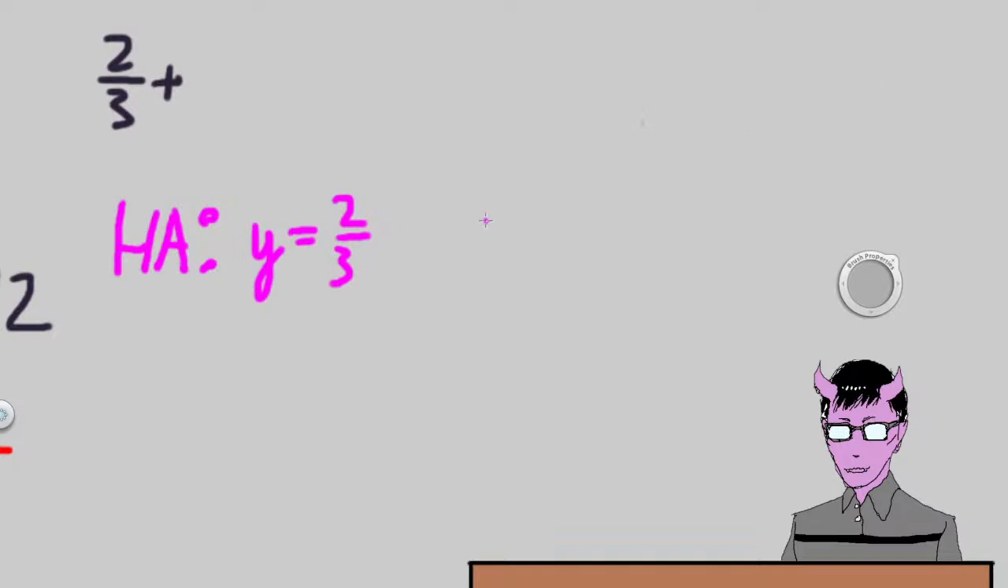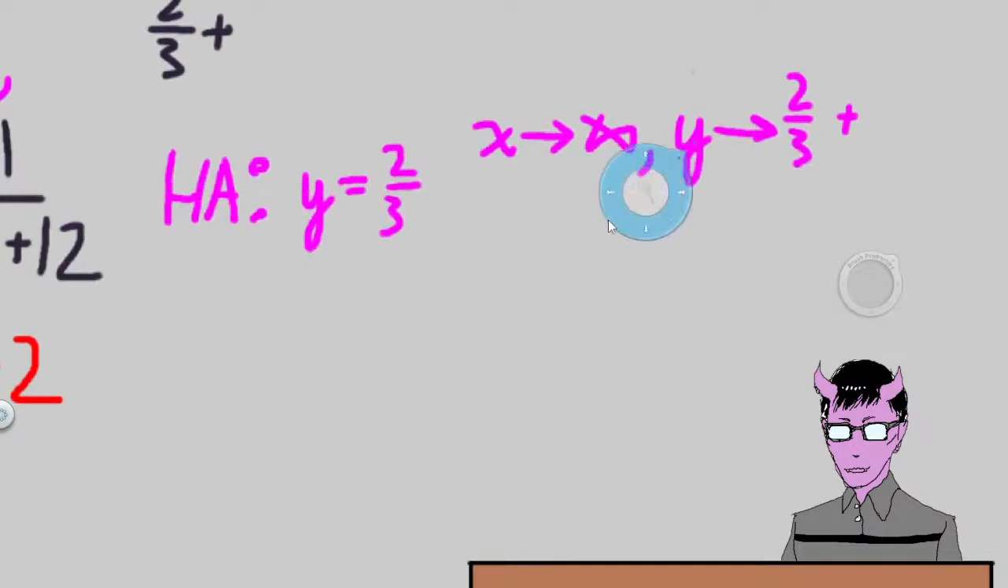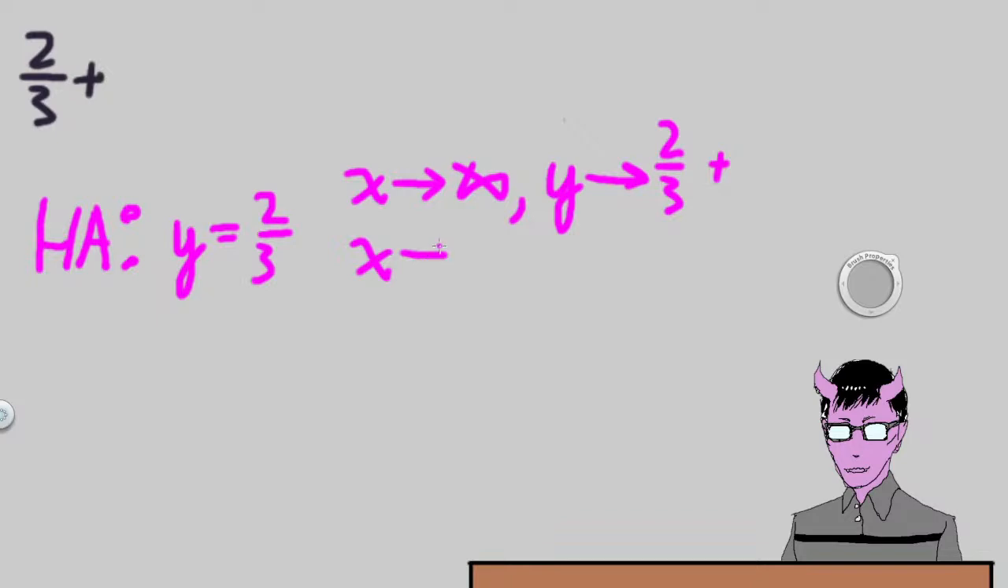Yes. Okay. So as x approaches positive infinity, then y approaches slightly more than 2/3. I'll put 2/3 plus. All right. And we can imagine the opposite thing is happening, but let's verify that real quick.